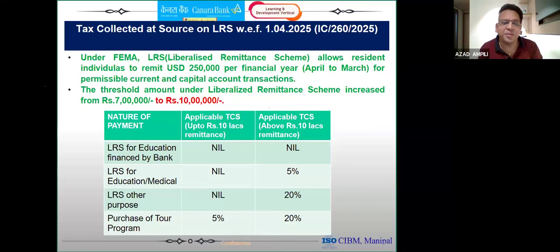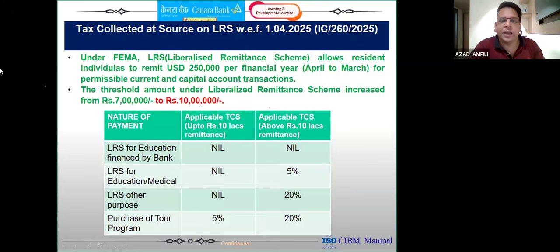Education loan, very good, very good. Priya ma'am, we made it right. Ma'am is saying there is no charge on education loan. Earlier, in the first place, it used to be 0.5. Now they made the LRS for education finance through a bank totally nil. These are the two changes you should remember for the exam.